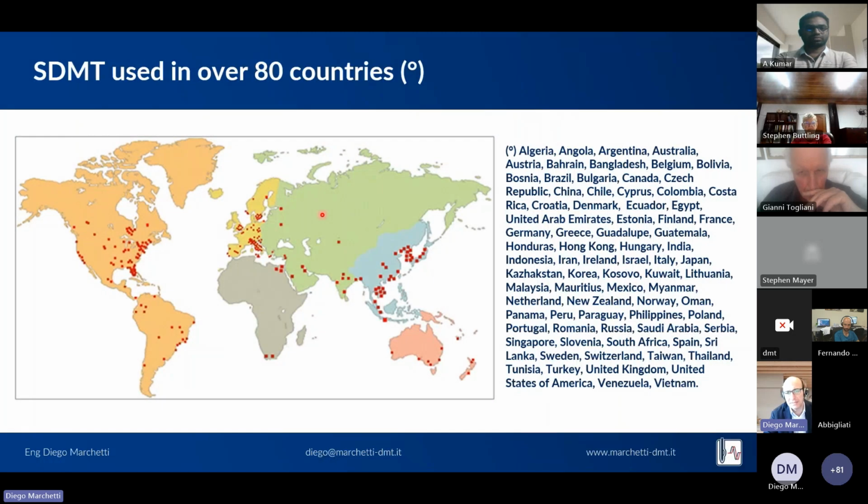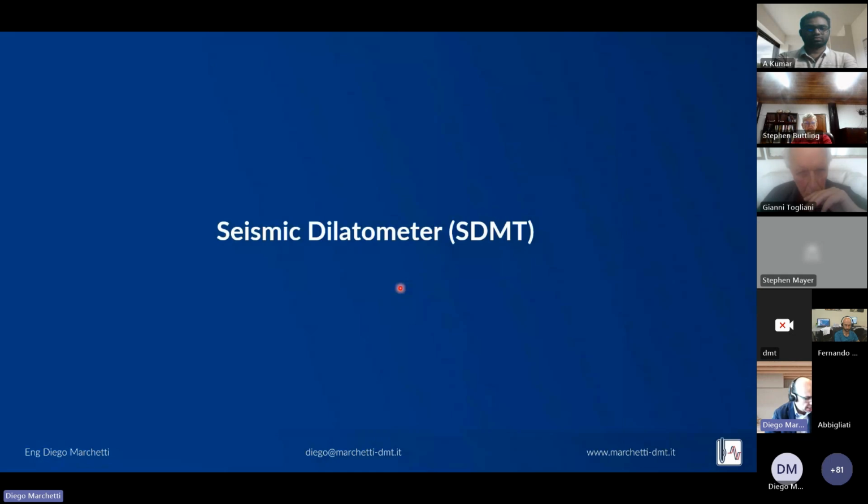The DMT and SDMT are used in over 85 countries today. Some are missing in here, but this map is just to give you an idea of where the test is mostly used. There are many, many points missing in Australia and New Zealand and in Brazil, but for the rest, it shows the correct distribution worldwide. Now let's go to the seismic dilatometer.